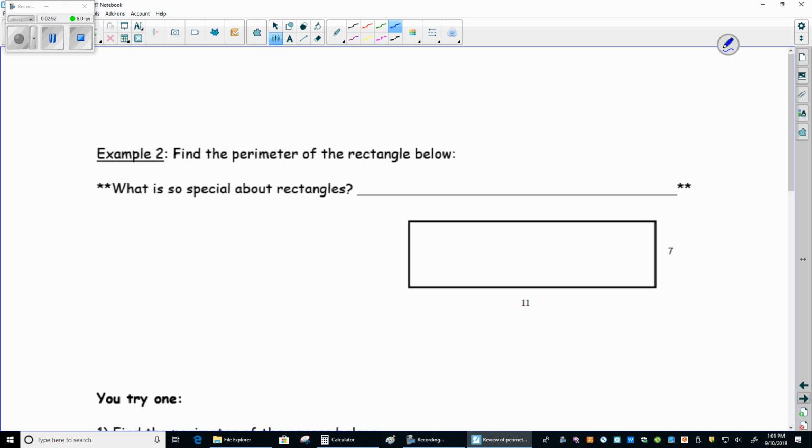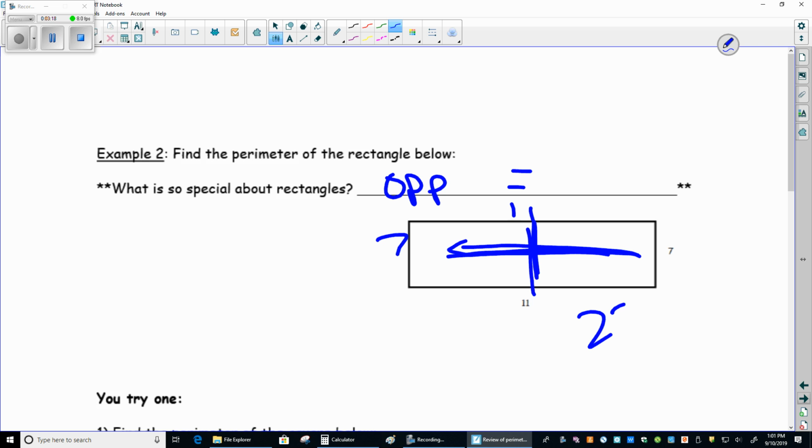It doesn't really matter what it is. If they give you something like example 2, they might withhold some information. Do you guys remember what's so special about rectangles? Opposite sides are the same length, is what I'm trying to say here. So that's going to be 7. That's going to be 11. So I'm going to say opposites are equal. So I got 22 between those two, 14 between those two. 22 plus 14 gives me 36, whatever the units are.